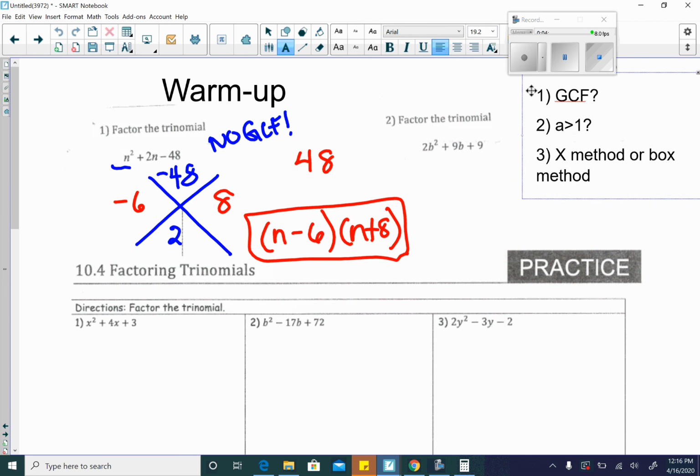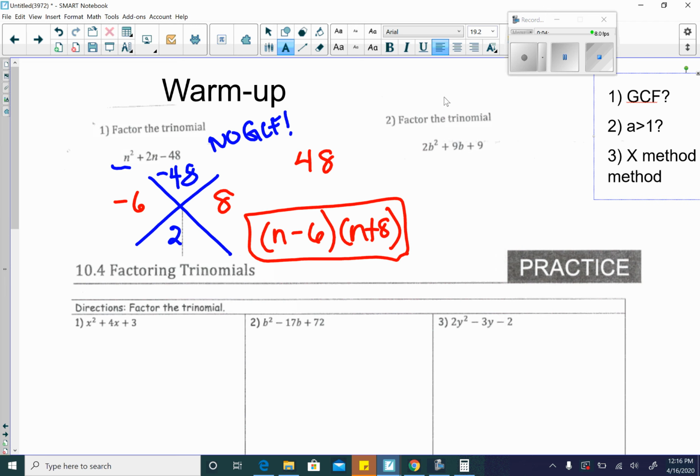Our next problem, the first question we're asking ourselves is, do we have a GCF? It would normally be your A. Can I divide 9 by 2, and 9 by 2? No, not to get a whole number. So I know that there is no GCF.